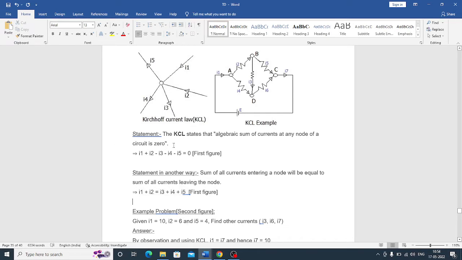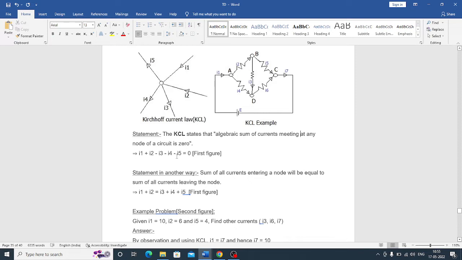Okay, so you can state the law in two ways. Sum of all currents entering into a node or junction will be equal to sum of all currents leaving the node. Another way is: algebraic sum of all currents meeting at a node is zero. Algebraic sum means you have to consider the direction. If you consider the current entering into the junction as positive, I1 and I2 here, then currents leaving the junction should be considered as negative.